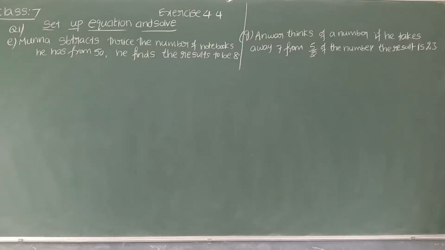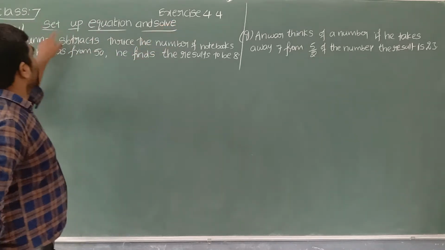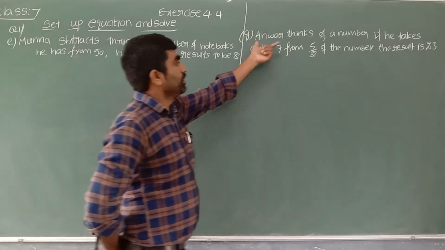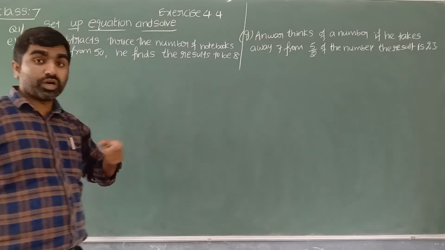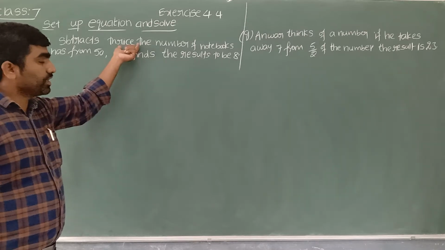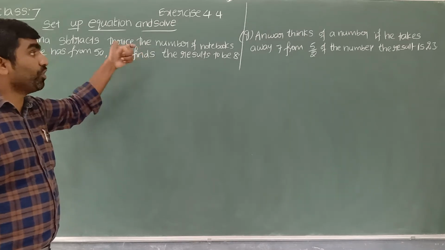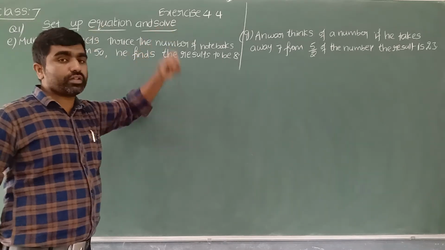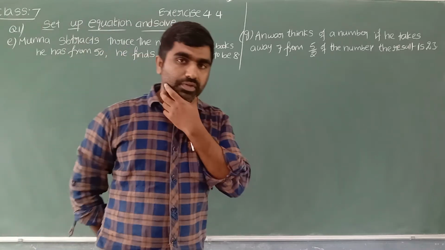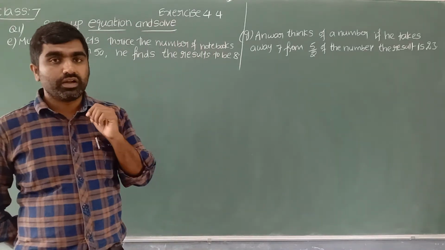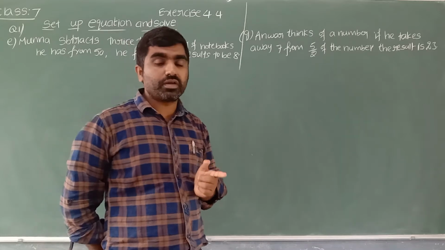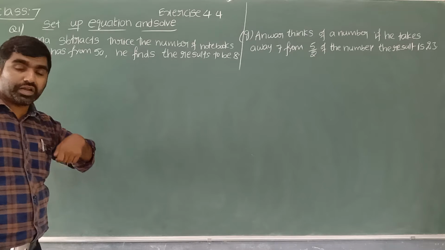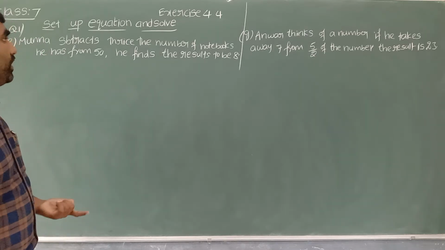Yes, children, now we'll see exercise 4.4 here. Set up an equation and solve. They gave some statements. Now we have to read and analyze each statement. With the help of this statement, we have to form a simple equation. After getting the simple equation, we have to solve it by any one of the 3 methods we learned previously: trial and error method, method of balancing, method of transposing. By using any one method, we have to find the variable value, the unknown value, right?